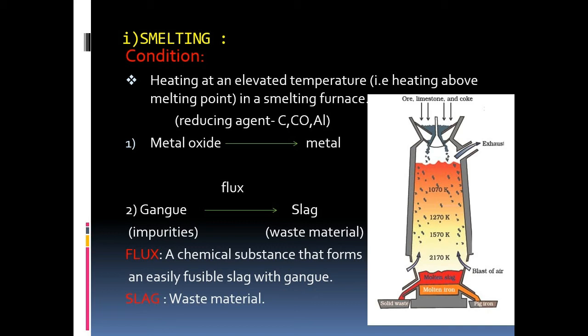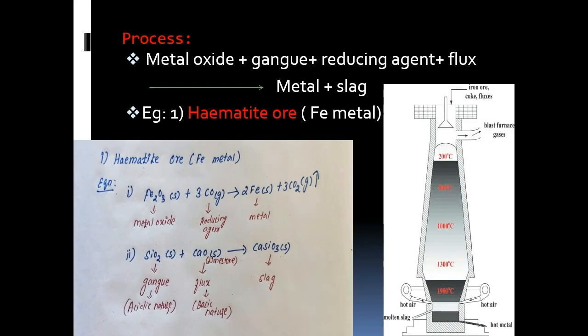The gangue, the impurities, will not be removed directly. For that, we add a chemical substance called flux. When added to the gangue, it reacts with the gangue and is removed as a solid waste material, which is called slag. Let us see this with an example here. We have taken the hematite ore.